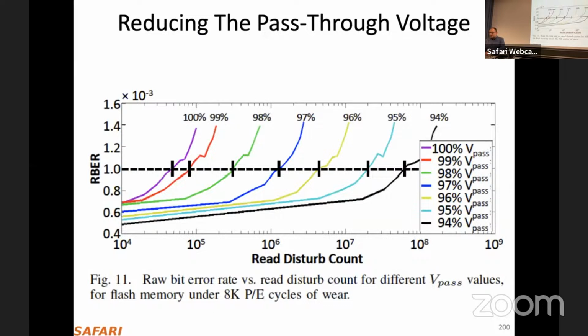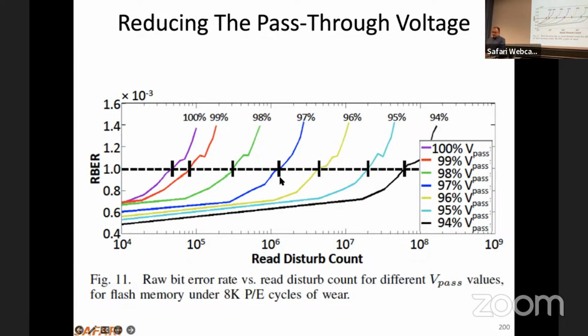Okay, so this is the observation that I talked about. Here you can see we have different VPass values, like 100%, meaning that you applied your nominal VPass, and then slightly reduced VPass, like 99%, 98, down to 94%. The x-axis is the read disturb count, like how much you hammer your flash memory, and this is the raw bit error rate. You can see that by slightly reducing VPass, you can tolerate significantly more read disturb count, essentially.